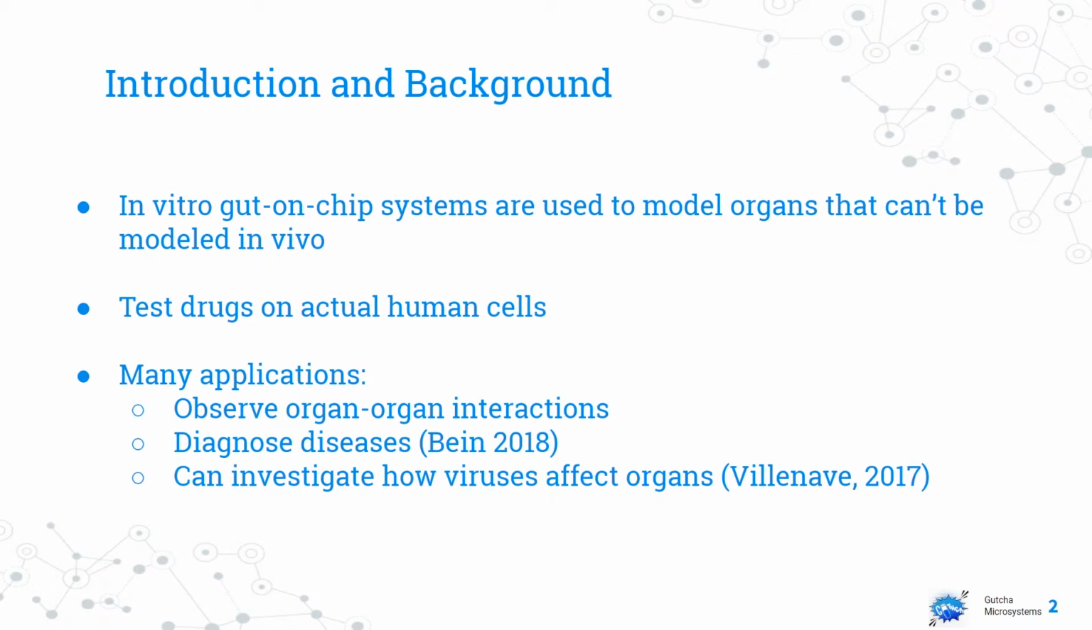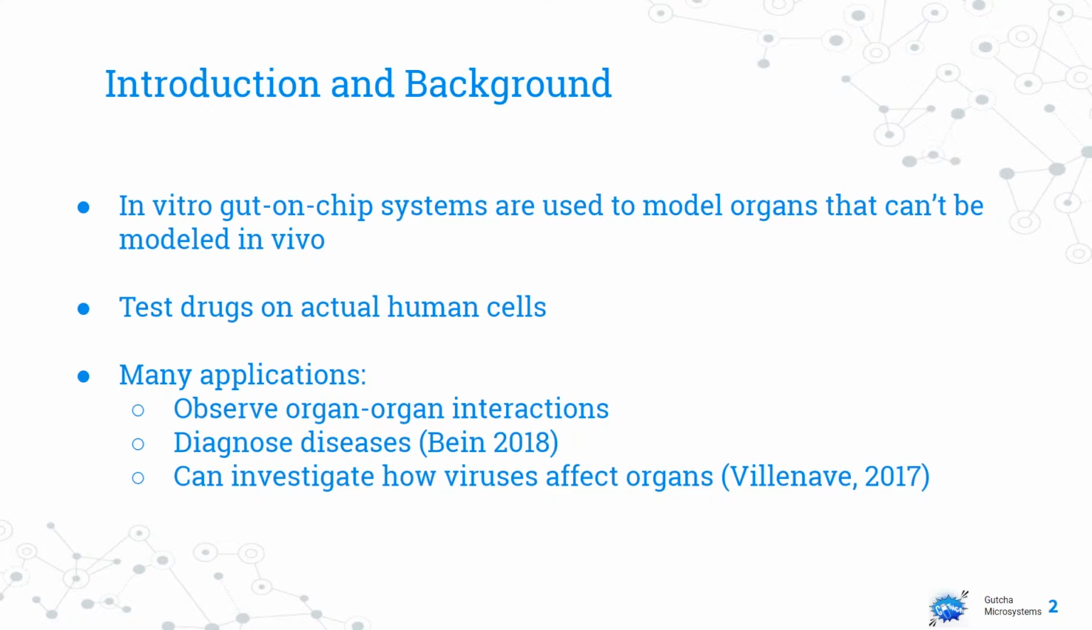Okay, so as we all know, organ-on-a-chip technology is a revolutionary technology, and it lets us take human cells and grow them in vitro, and model actual human organs. And therefore, we don't have to test drugs on animals anymore, and we can have more accurate models of human cells and how they behave. In this class, we learned about a lot of the applications of organ-on-a-chip devices, particularly gut-on-a-chip devices, which are very good at modeling the intestine.